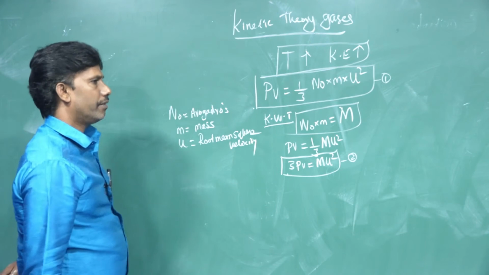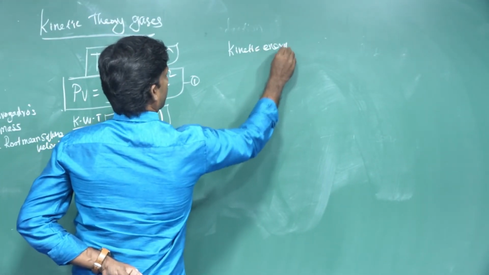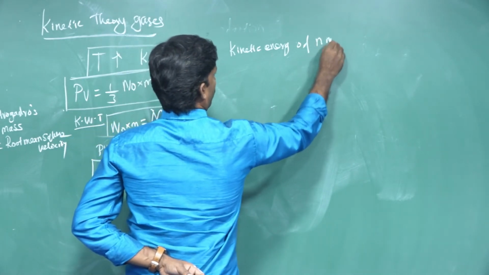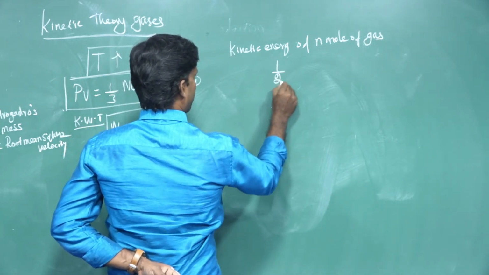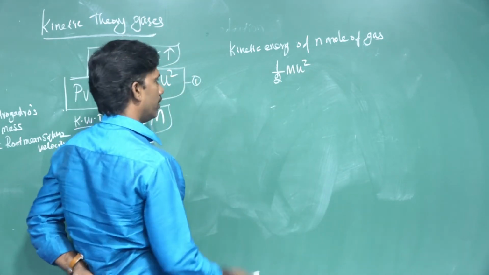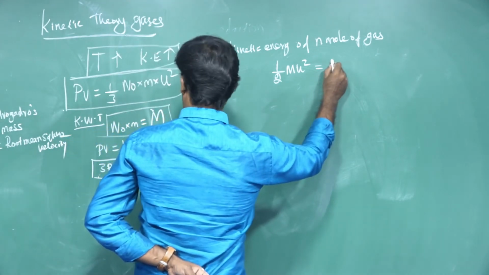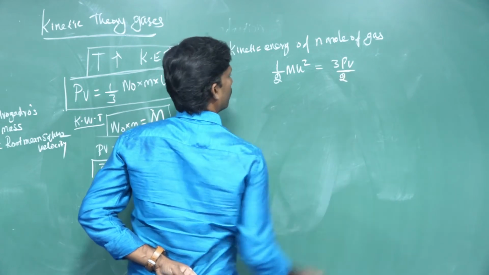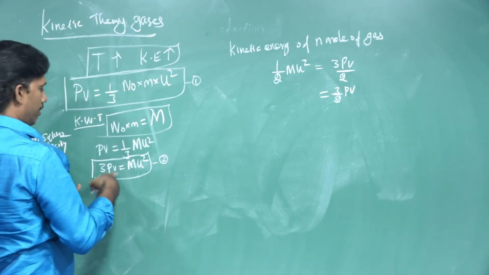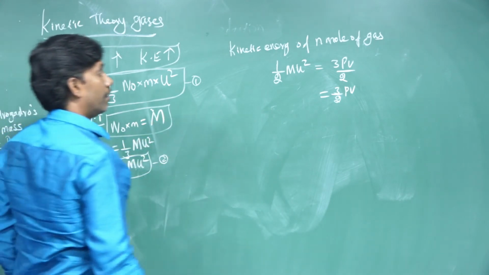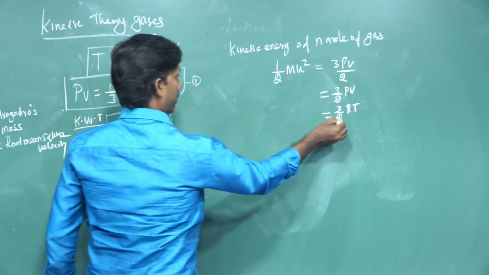Let it be. Now we are dealing with the kinetic energy, no? The kinetic energy of N mole of a gas can be given as half M U square. See here, for M U square we have the value 3 PV. So instead of M U square I am putting 3 PV, and already 2 is there, so 3 by 2 PV. Or otherwise, we can have 3 by 2 RT. So that is the kinetic energy of N mole of gas.